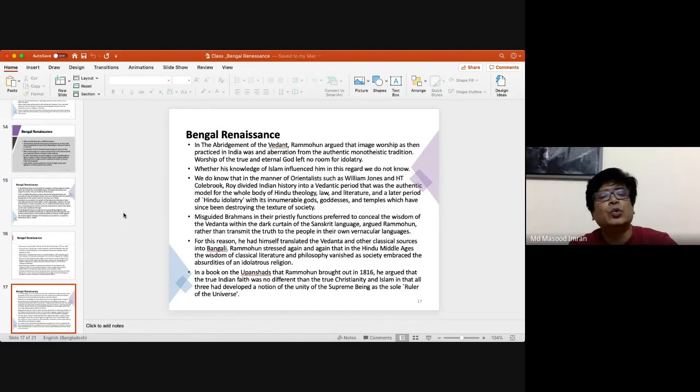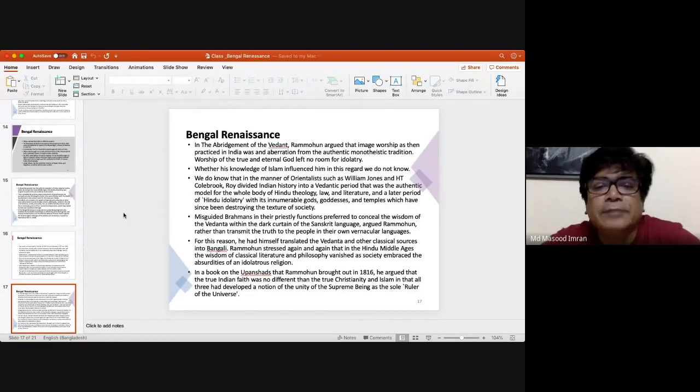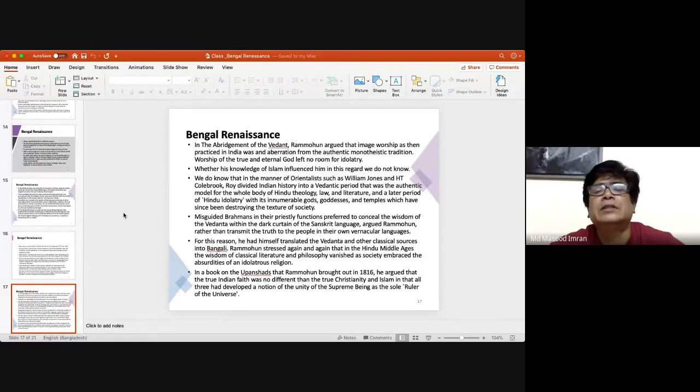We do know that in the manner of Orientalists such as William Jones and H.T. Colebrooke, Roy divided Indian history into a Vedantic period that was the authentic model for the whole body of Hindu theology, law, and literature. So we find that Roy divided Indian history into a Vedanta period, and a later period of Hindu idolatry with innumerable gods, goddesses, and temples, which have since been destroying the texture of society.